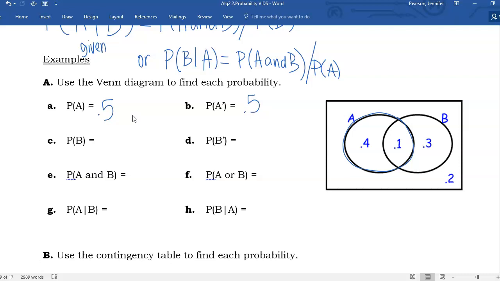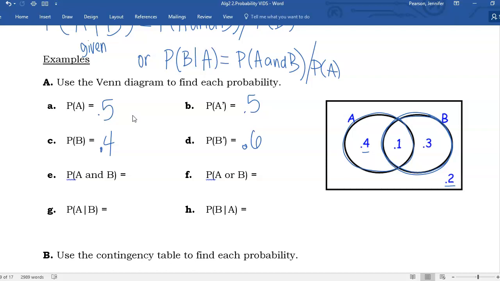Probability of B. B would be everything in this circle over here. That is 0.3 and 0.1, so that is 0.4. There is a 40% chance of B happening, so there is a 60% chance of B not happening. Again, you can either do 1 minus 0.4, or we could add the two regions that are not in B. 0.4 and 0.2 also gives us that same 0.6 answer.